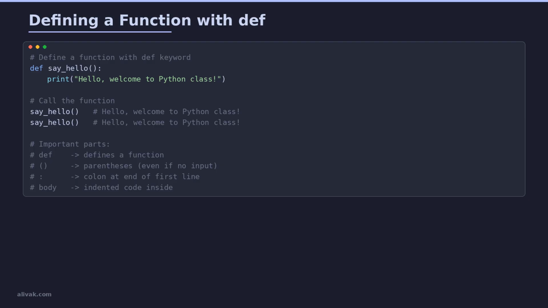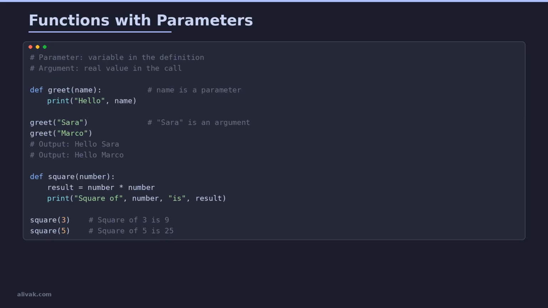code inside. A parameter is a variable inside the parentheses of the function definition. When we call the function, we give it an argument, which is the actual value. In this example, name is a parameter and Sarah is an argument. When we call greet Sarah, the parameter name gets the value Sarah. We can also create a function like square that takes a number and calculates its square. We call it with different values and get different results each time.